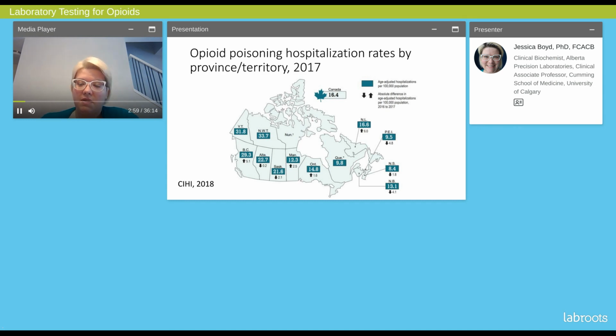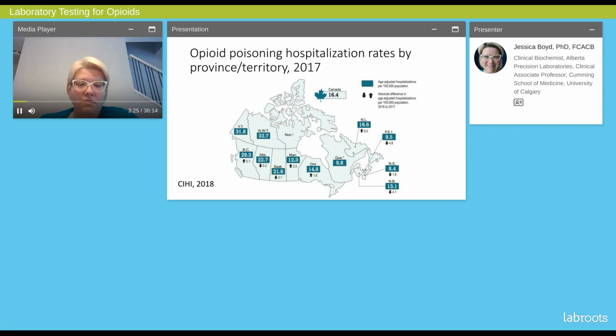And so the opioid crisis has hit us in Canada very hard, and I'm going to show some statistics of what opioid poisoning hospitalization rates have looked like. This is data from 2017, but this certainly has not resolved in the past 3 years. And you can see that this has touched every corner of our country, and it has touched other countries as well. I know the United States in particular.